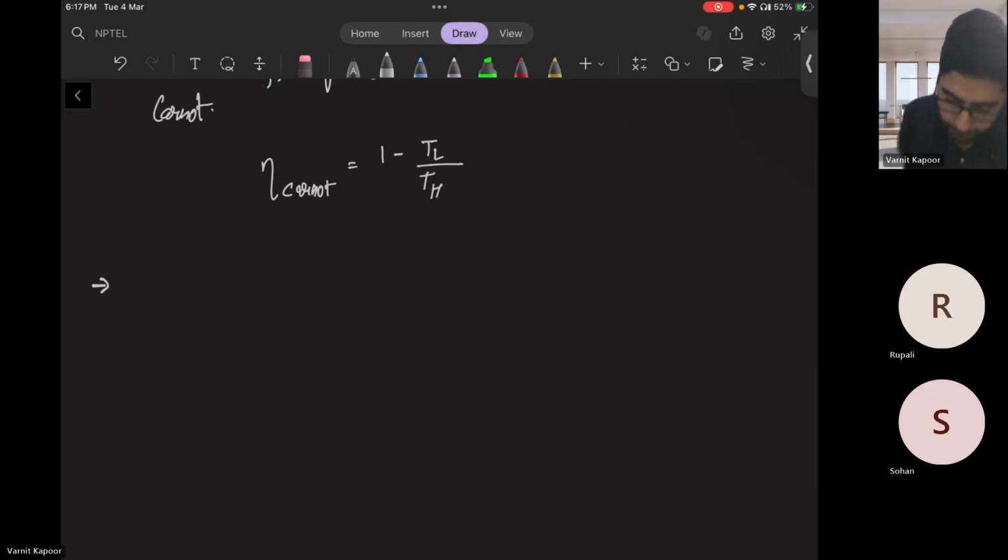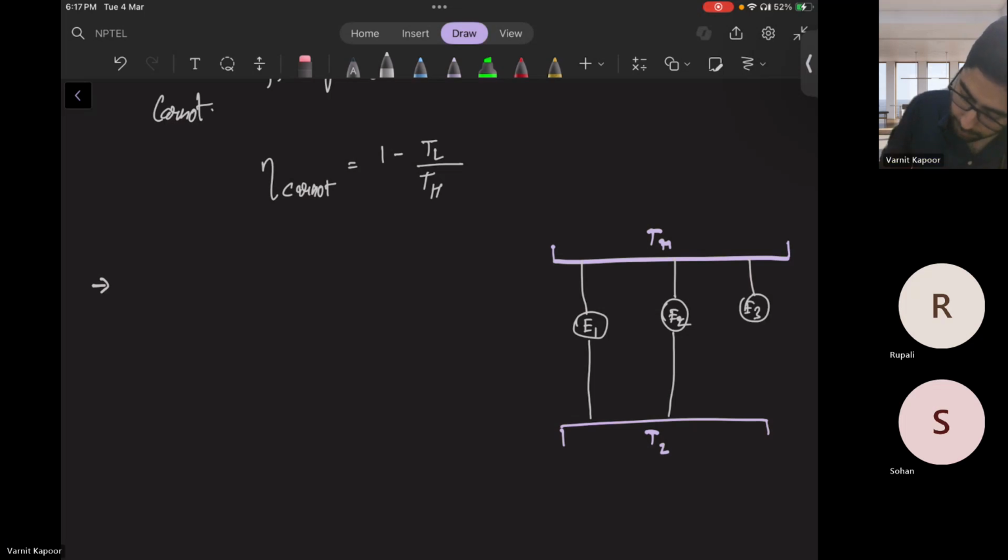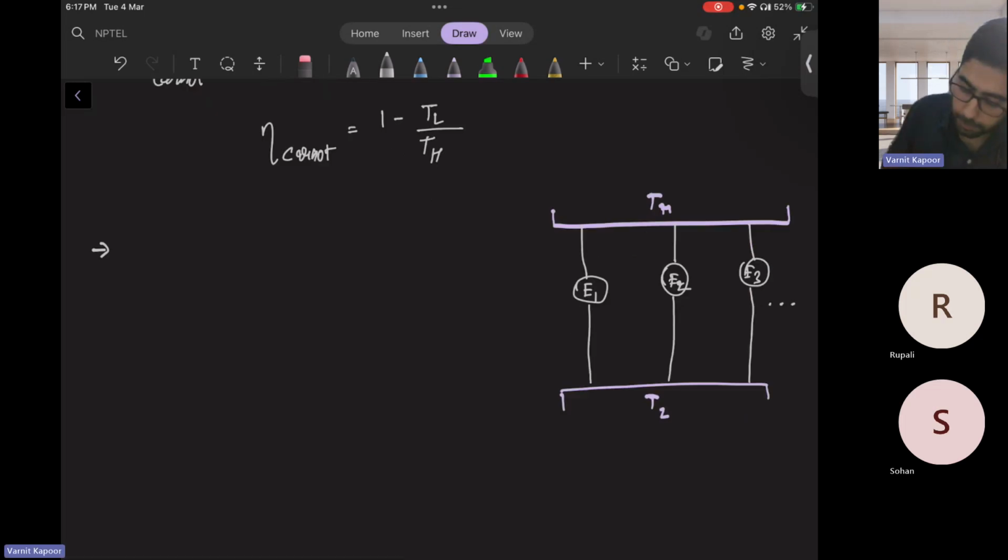So if you have n number of reversible engines, suppose I make a figure. This is T higher, and this is T lower. And we have engine 1. All of them are reversible engines. Engine 2, engine 3, and so on. So all of them are operating under the same temperature limits, T higher and T lower.